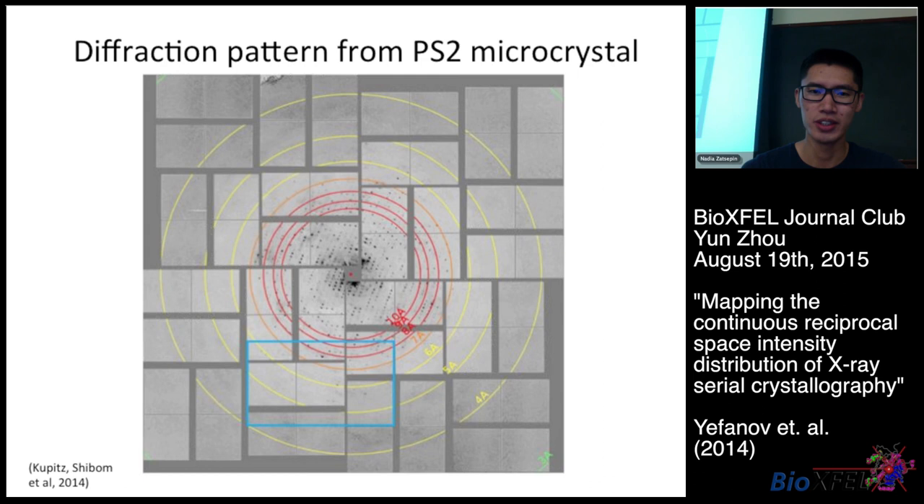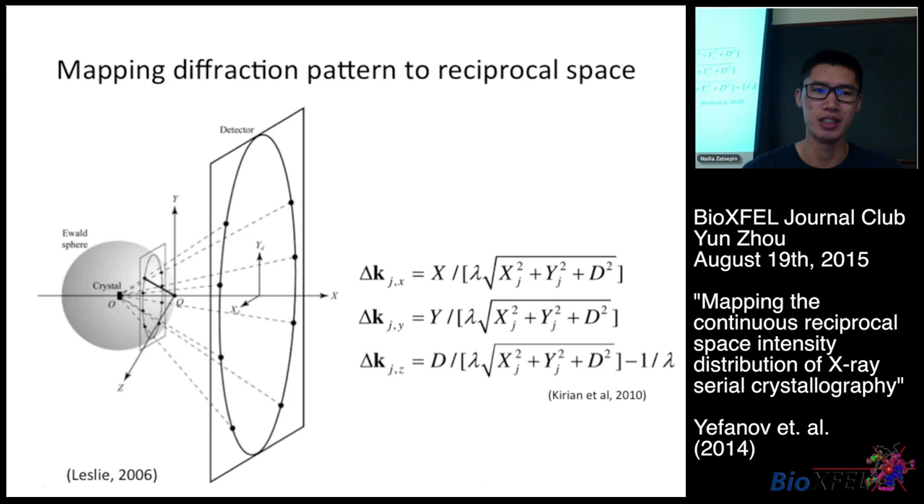Now I'm going to tell you something about the mapping. Here's how we map the diffraction pattern to reciprocal space. The diffraction pattern is the real pattern we measured, collected from our detector. Reciprocal space is just a mathematical idea. This equation tells you how to map the spots back to reciprocal space. When you get a diffraction pattern and find the peaks, you identify them as Bragg spots, measure the actual x and y position in the diffraction pattern, and with this equation you can calculate the position in reciprocal space.